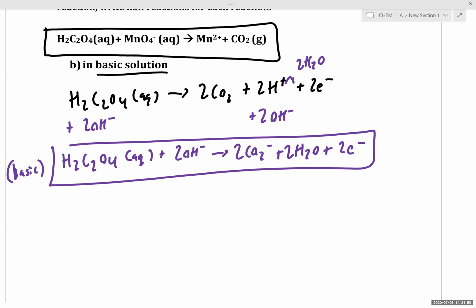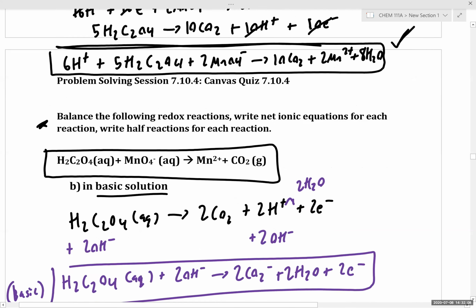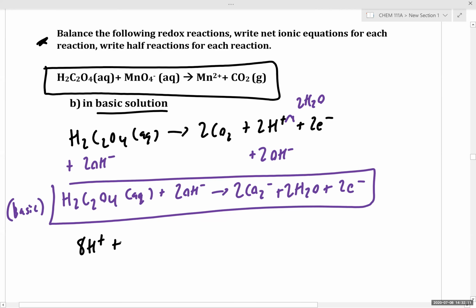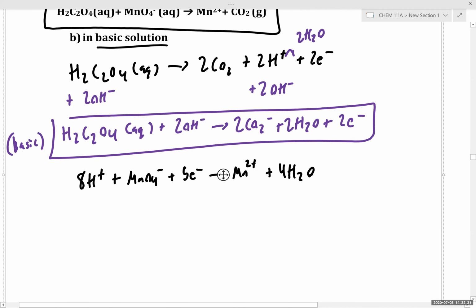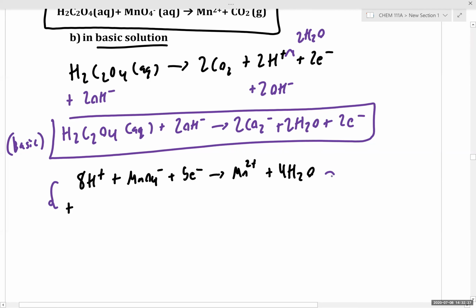I'll show you the method from modifying the acidic half reaction. So we have 8H plus, MnO4 minus plus 5 electrons leads to manganese 2 plus, 4H2O. Okay, and now as a trick, what we can do is just add hydroxide to each side equal to the number of H plus.